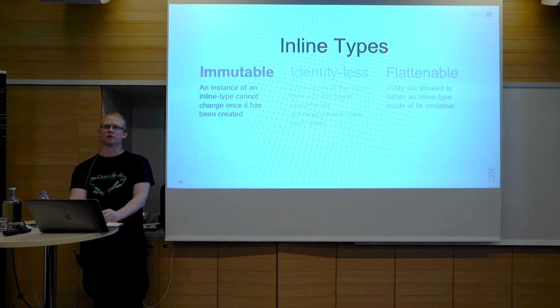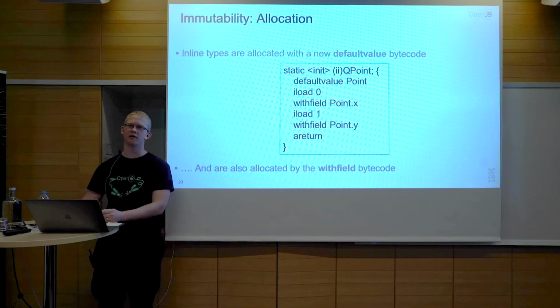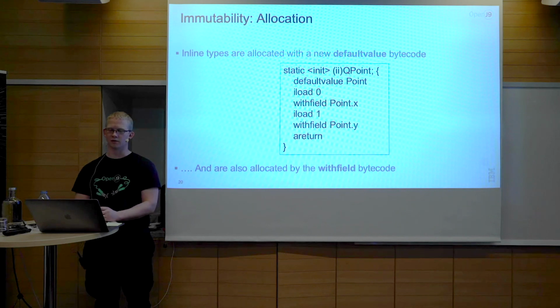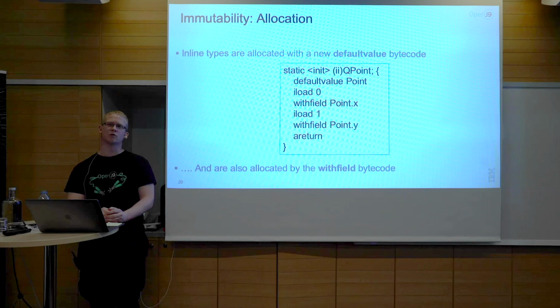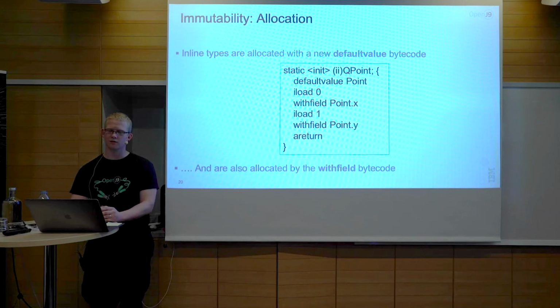So what does it look like to create one of these inline types? Well, they get allocated with a new bytecode. That new bytecode is called default value. So anytime you want to create an instance of an inline type, you run the default value bytecode. And so the code I'm showing in the middle of the screen here is the equivalent of a constructor. And it looks an awful lot like a normal constructor, but I'll point out some of the key differences.